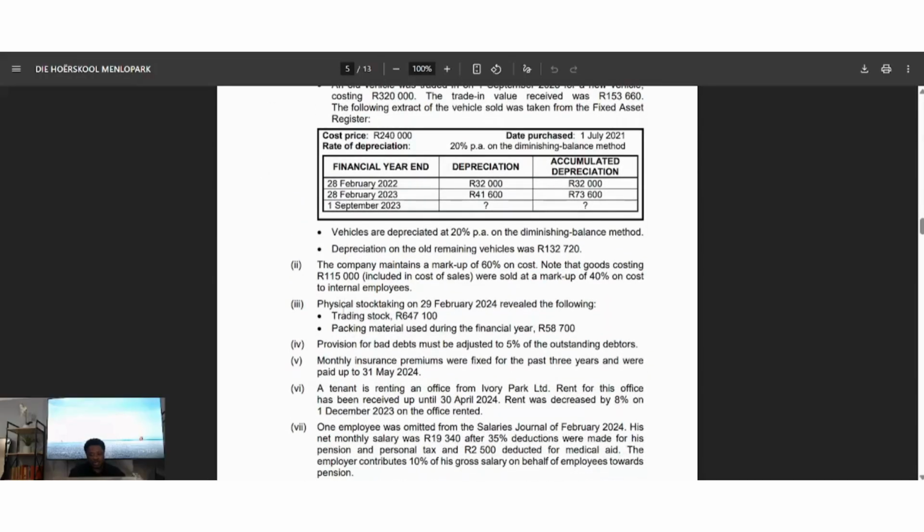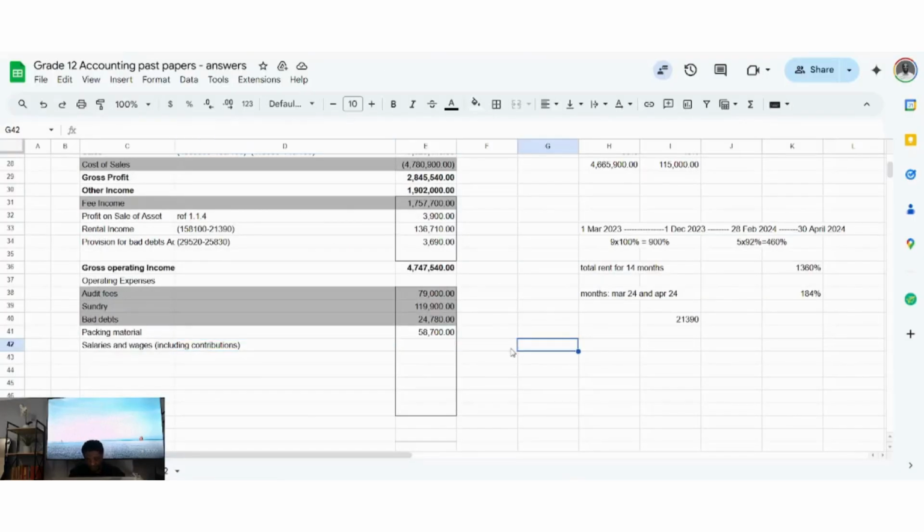Well, I think it's information number 7. One employee was omitted from the salaries journal of February 2024. The net monthly salary was 19,340 after 35% deductions were made for pension and personal tax, and then also after the 200,000 was deducted for the medical aid, and this employer contributes 10% of his gross salary on behalf of employees towards pension. Okay, so let's try to break this down. So this person gets a gross salary, right?